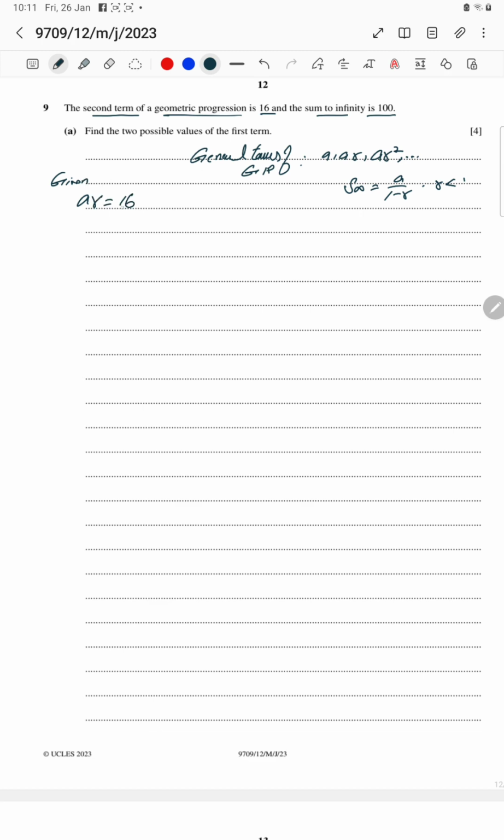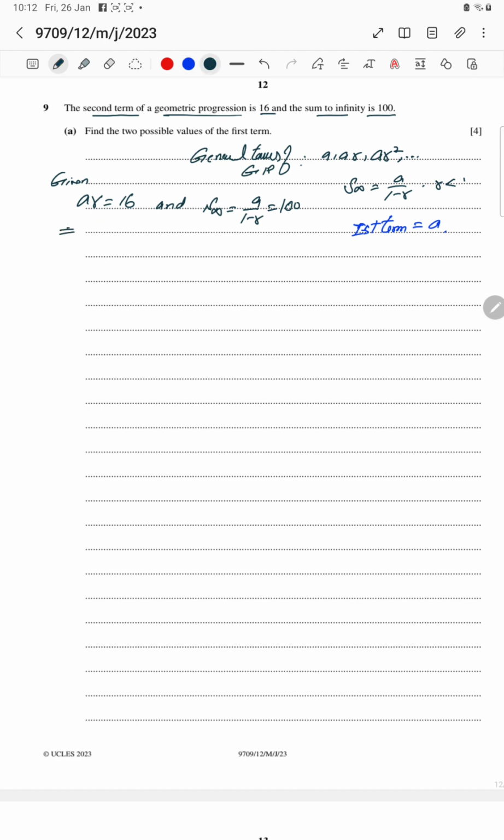So according to the question, the second term is given: AR is 16, and S infinity is A over 1 minus R, which is equal to 100. As we are looking for two possible values of the first term, the first term is A. We are looking for two values of A.